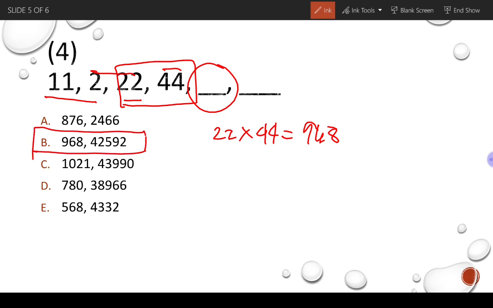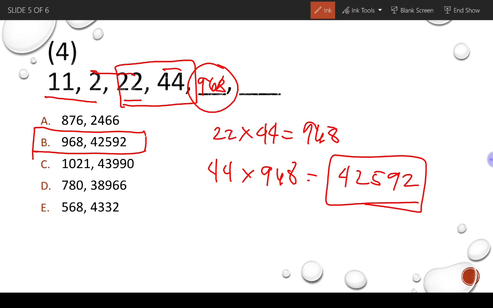But for us to verify kung 968 to, let us multiply 44 times 968. That is equal to 42,592 also. So tama yung sagot natin. So letter B.